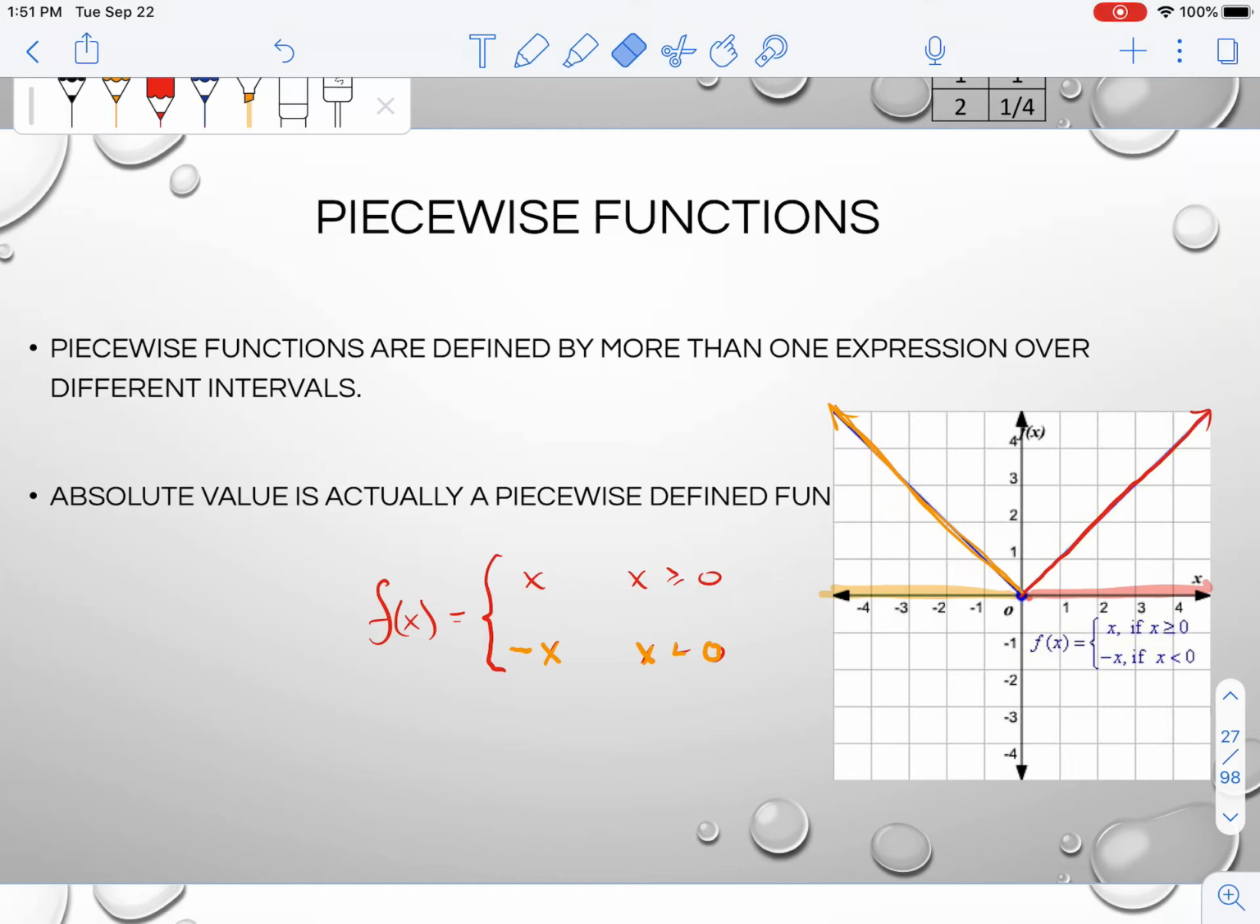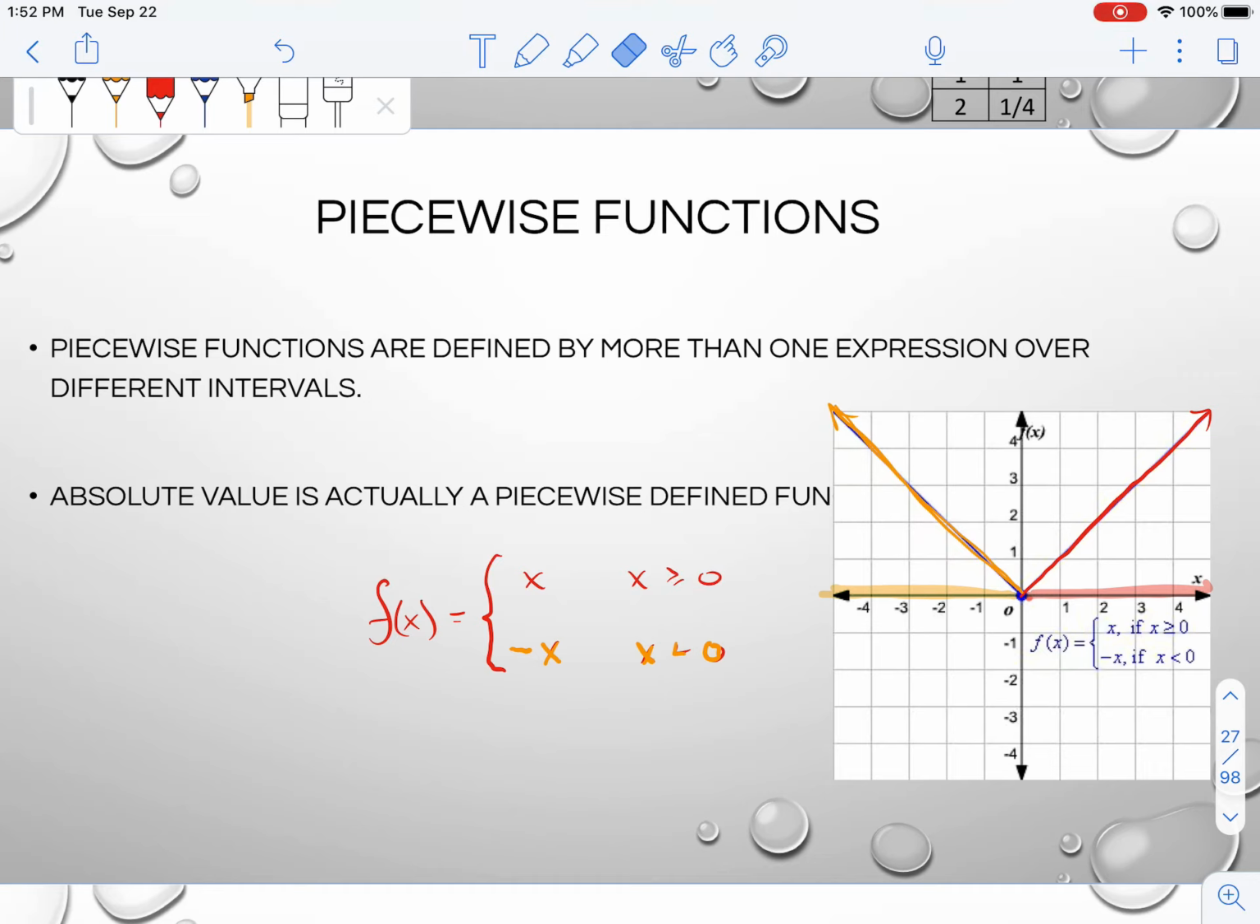All right, so the next topic we want to talk about are piecewise functions. Piecewise functions are those that are defined by more than one expression over various intervals of x values. The most basic piecewise function that you are probably familiar with is actually absolute value.